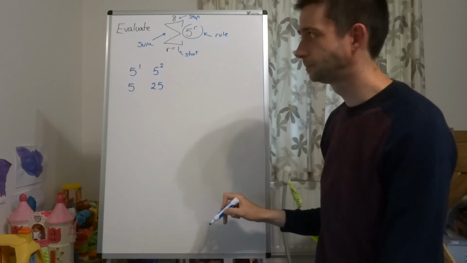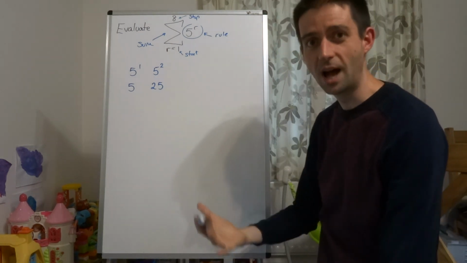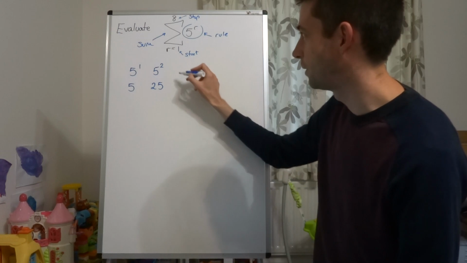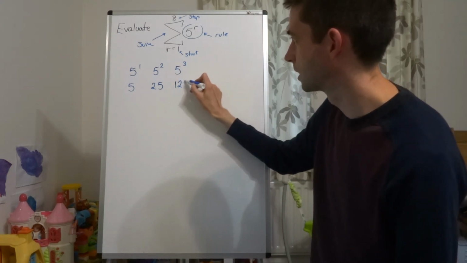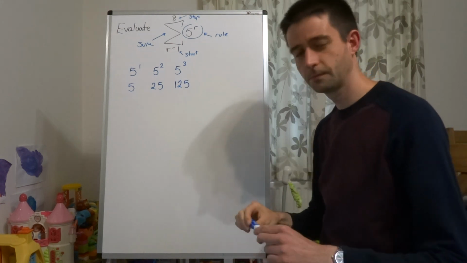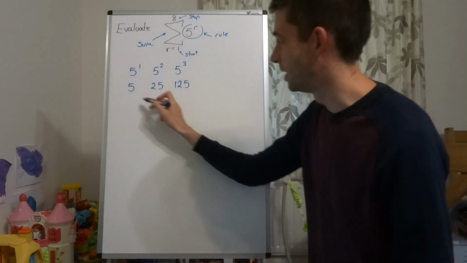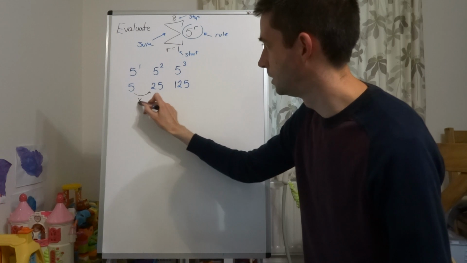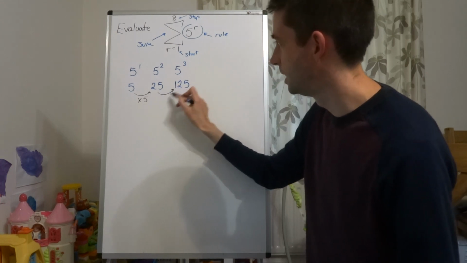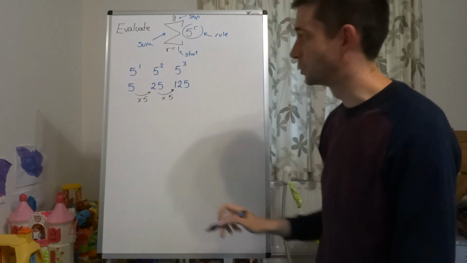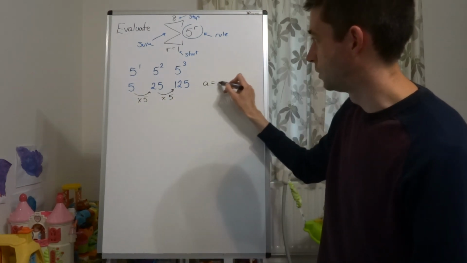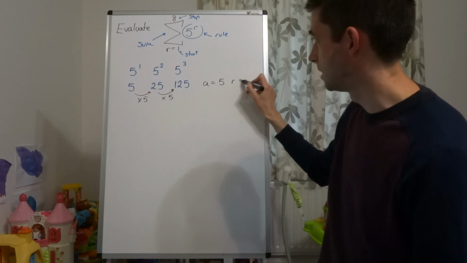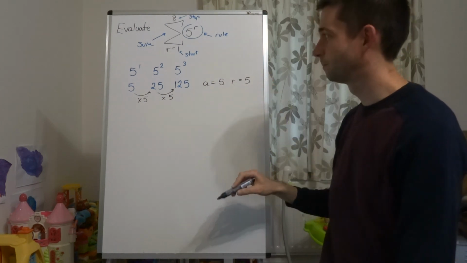which is 25. And you can probably see already what a and r are going to be, but I'll carry on to the third term, which would be 5 cubed, 125. And what you've probably spotted by now is that each time you move one term in the sequence, you're multiplying by 5, and the first term is 5, so therefore a is 5 and r is 5.